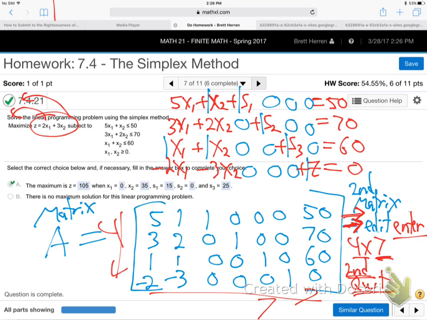5, 1, 1. All right, has everybody got that in? All right, so I just typed it all into my graphing calculator. Now I'm going to go second quit. It's all typed in there. Second quit. Now, you ready?